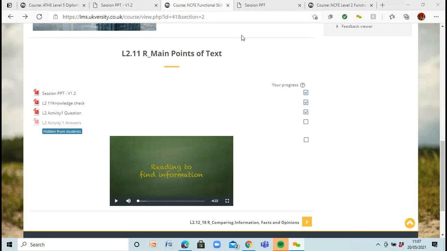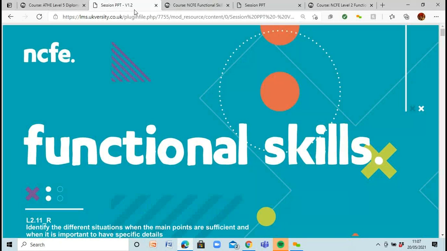So we're looking at the reading part of English Level 2 today, and we're starting off with the main points of text. Unit. Let's go onto the PowerPoint.